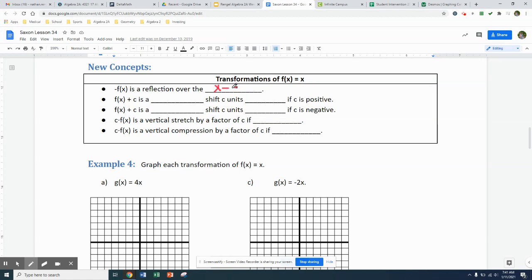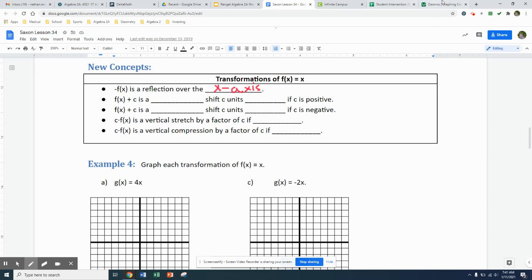Fill this in, that would be my x-axis. So each point on your original y equals x is going to be reflected over the x-axis. And in geometry, you talked about a line of reflection, or sometimes it's called a line of symmetry. So the line of symmetry is that x-axis. So every point just gets flipped over that line of symmetry.